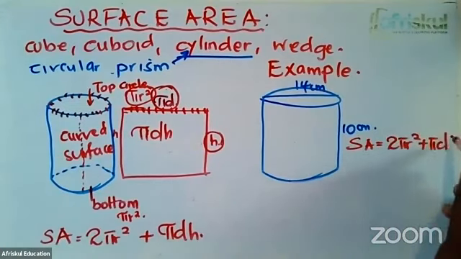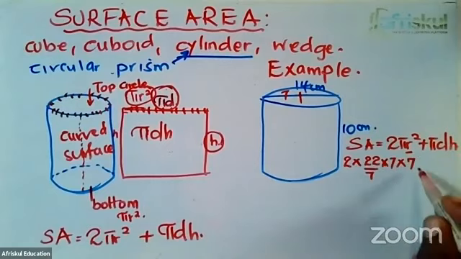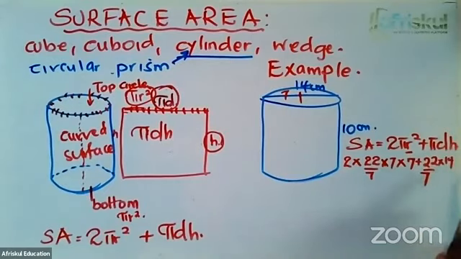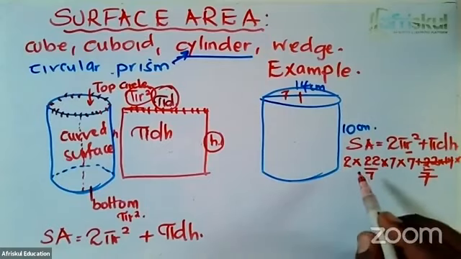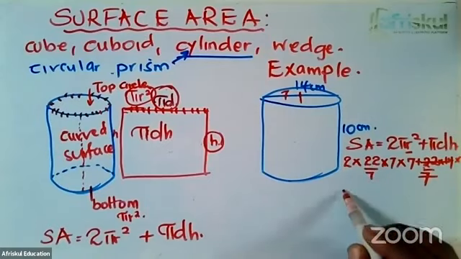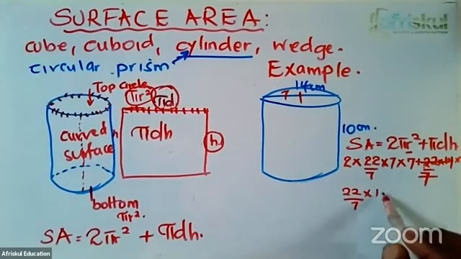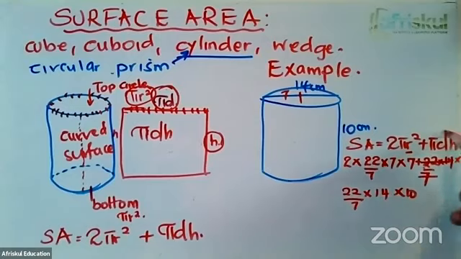Pi r squared is for the radius, and therefore our radius shall be 7 centimeters, and therefore we shall have 2 times the pi, which is 22 over 7, and remember the pi is not a constant figure, it can also be a decimal, 3.14, times 7 times 7, plus 22 over 7 times 14, which is the diameter, then times 10. This is pi d h.